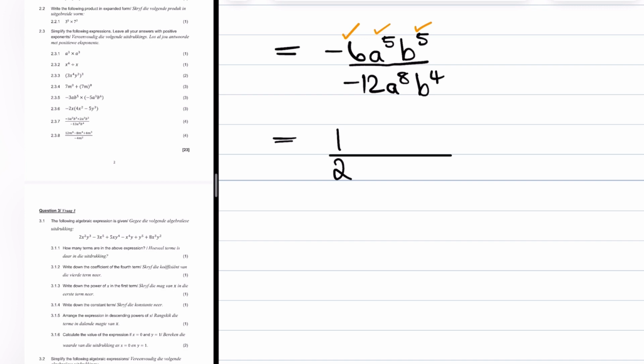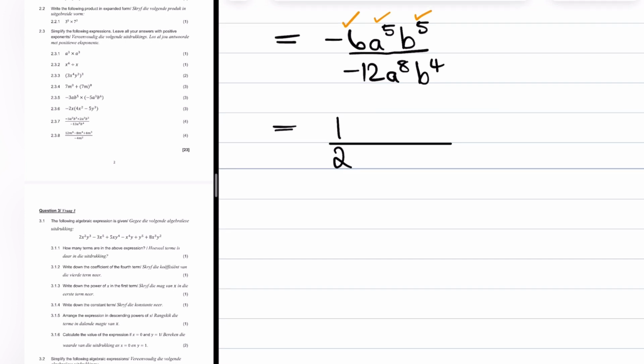And then for the a variable, we've got a to the power 5 in the numerator and a to the power 8 in the denominator. So here our denominator has the higher exponent, so we are going to do the subtraction in the denominator. So in other words, and this I'm going to write out in full, I'll keep the base in the denominator and say 8 minus 5. Then for the b, vir die b's het ek die grootste eksponent in die teller, so die aftrekking gaan gebeur in die teller. So b, 5 minus 4.